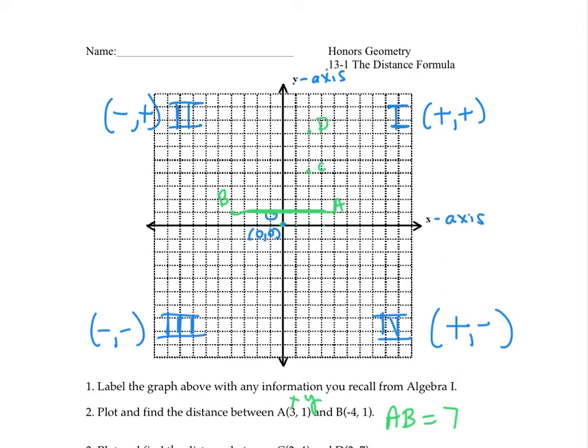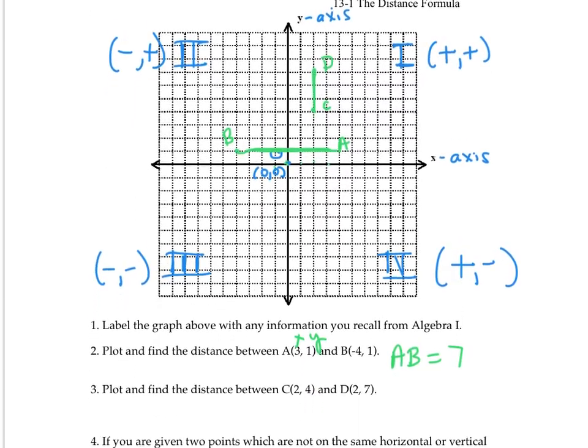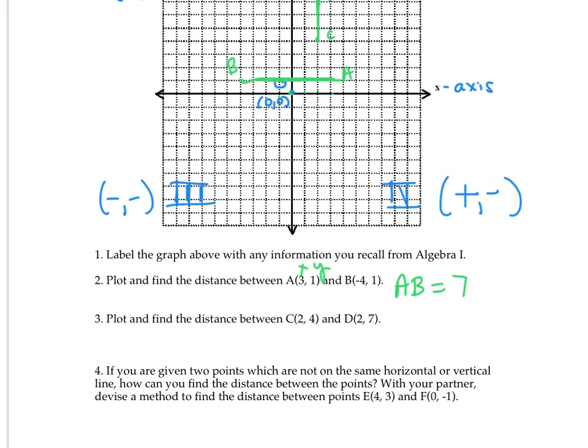Now in this particular case, if you connect those 2 points, you see that we have a vertical line segment. Again, it's pretty easy to find the length of that segment just by counting. Those 2 points are just a distance of 3 units apart. So you can say the length of line segment CD is equal to 3. Okay. So number 4, it says if you are given 2 points which are not on the same horizontal or vertical line, how can you find the distance between the points?